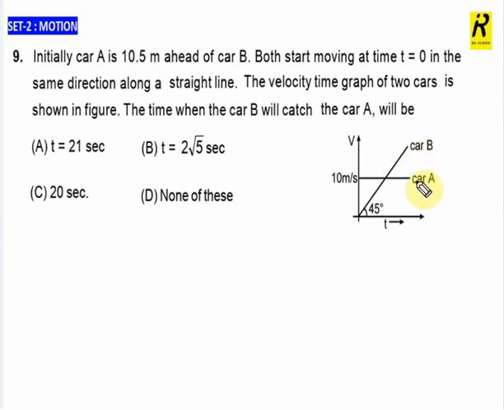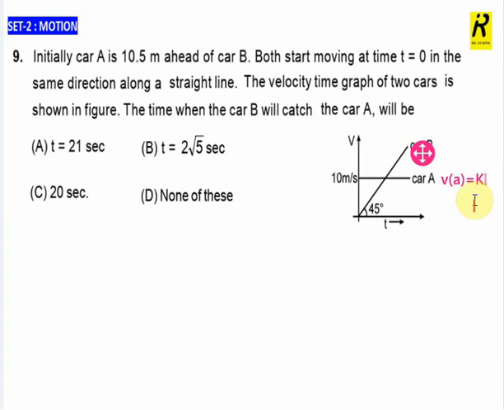So this is the situation. For this we must know something. Car A is moving in the graph like this, a line which is parallel to the time axis. That means the velocity is constant. So velocity of A is constant.